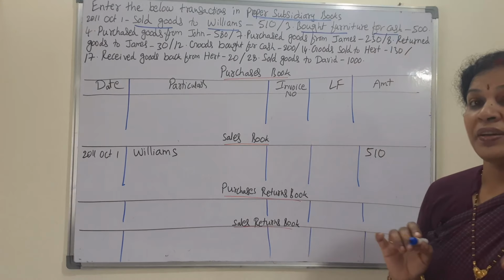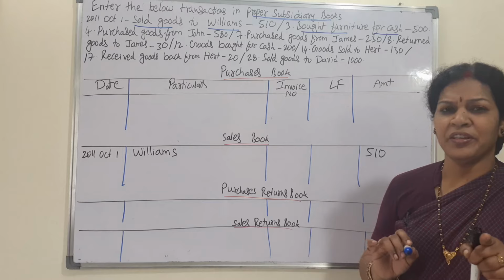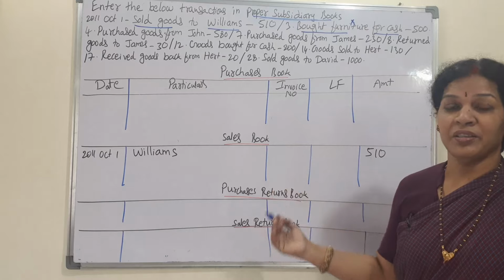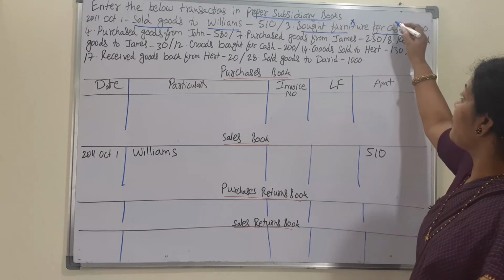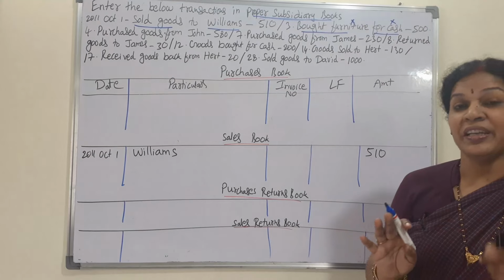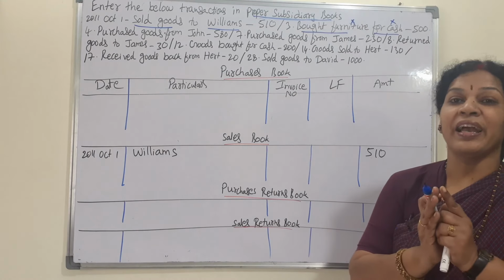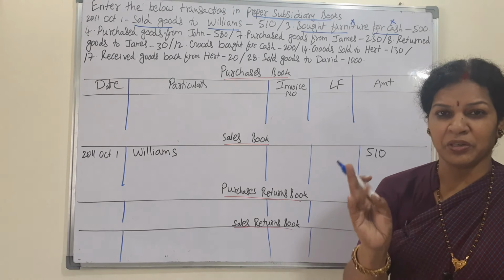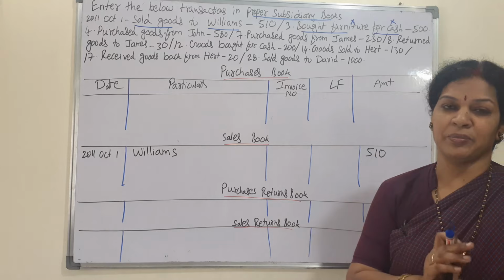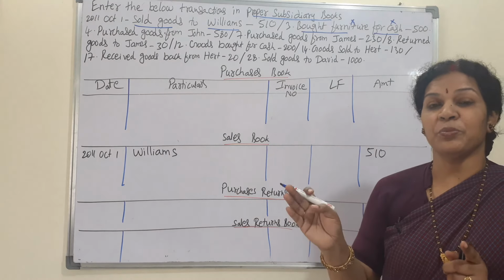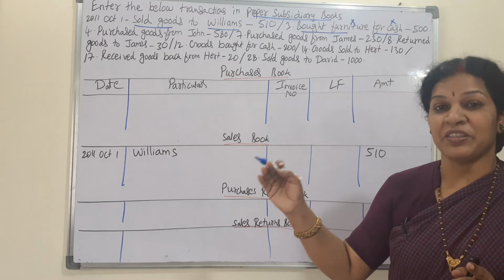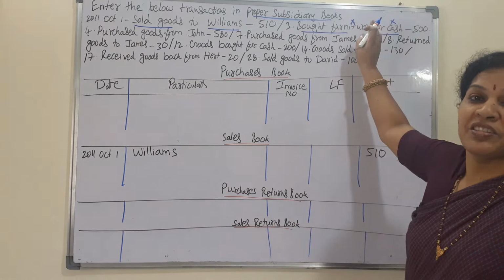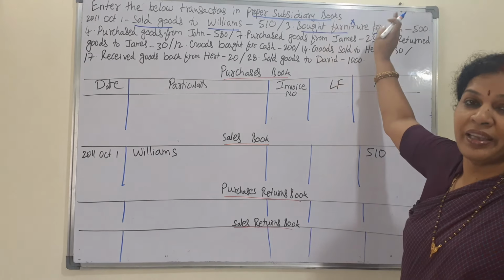Next, bought furniture for cash. Purchasing furniture, any asset purchases, we don't consider in this book. And also it is for cash, and cash we also don't take. This transaction comes into the cash book. Already we have done the cash book: single column, double column and triple column cash book. There, purchased furniture means in the cash book, on the credit side you will write by purchases. Here we are not going to consider it because it's a cash transaction, purchasing furniture.